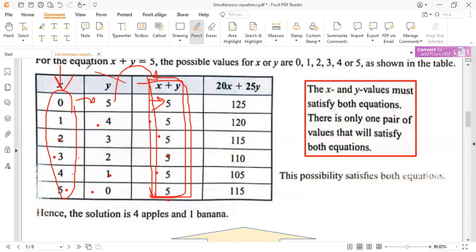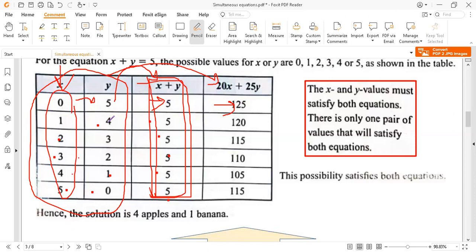Then we use these values of x and y to find the result using the equation 20x plus 25y. If we multiply 20 by 0, we obtain 0, and 25 by 5 gives 125. Good. If we multiply 20 by 1, we obtain 20.